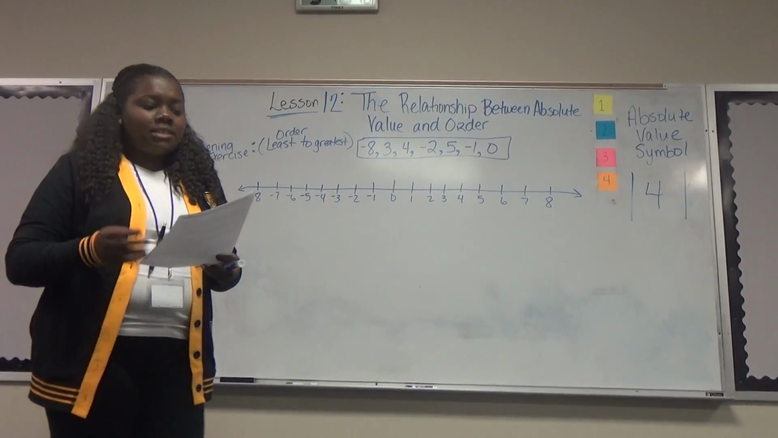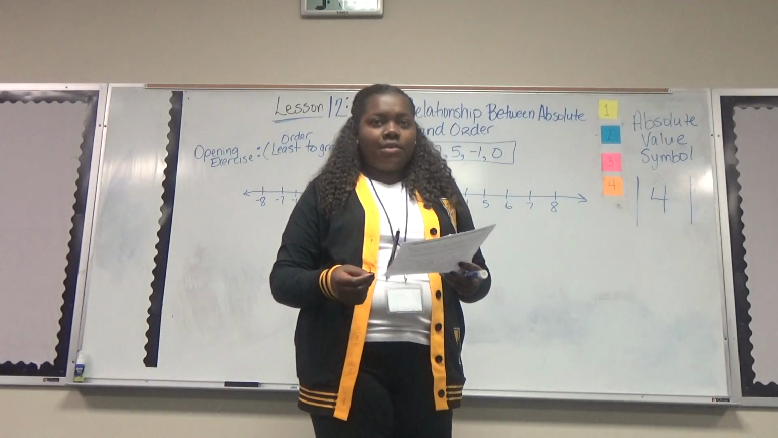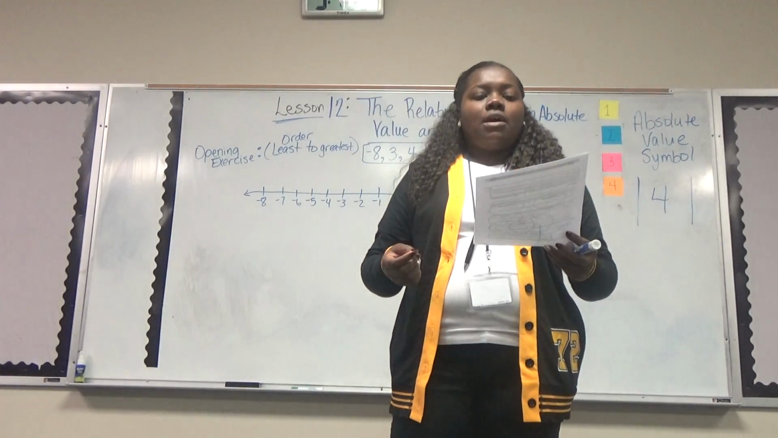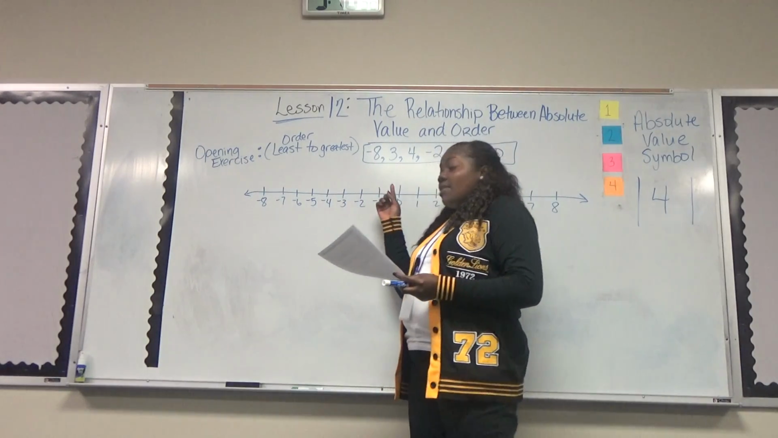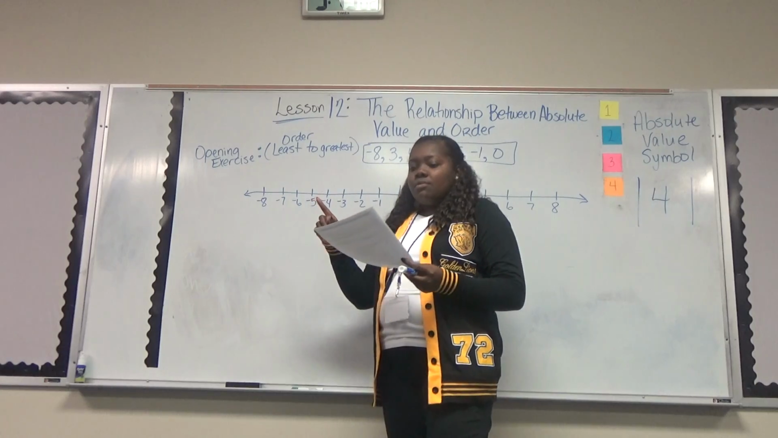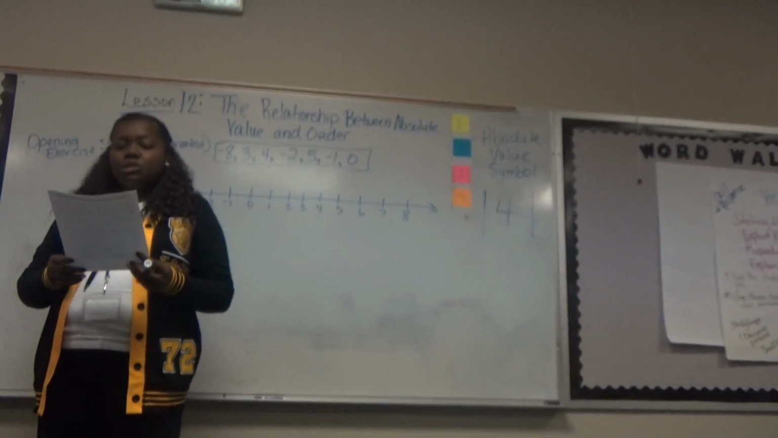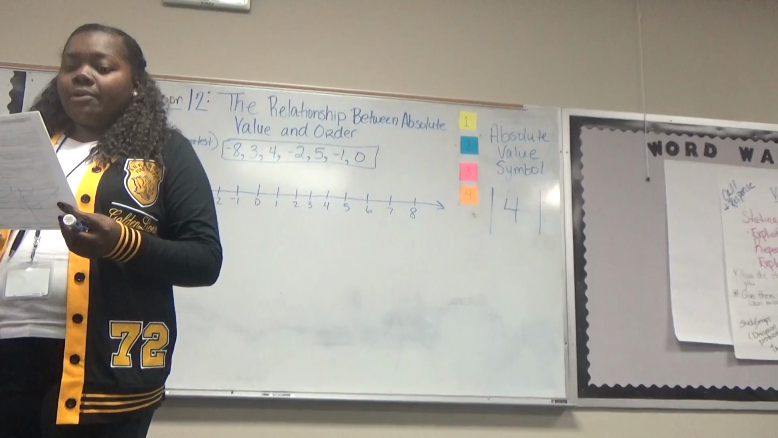Alright, so we're back with lesson 12. This lesson talks about the relationship between absolute value and order. If we recall, absolute value is a number's distance from 0 on the number line. So we're going to start with our opening exercise, which tells us to use the following numbers to record your integer values in order from least to greatest in the space below.